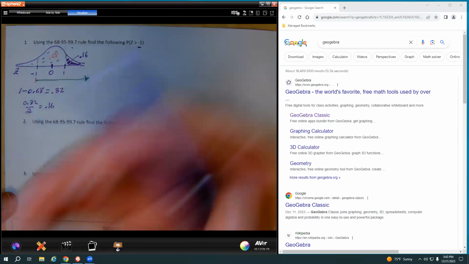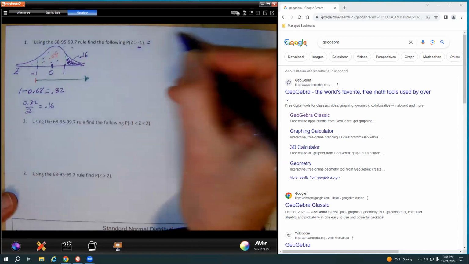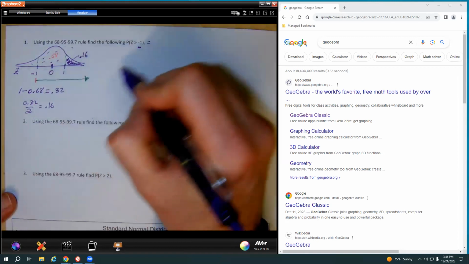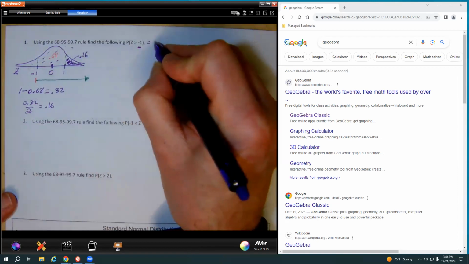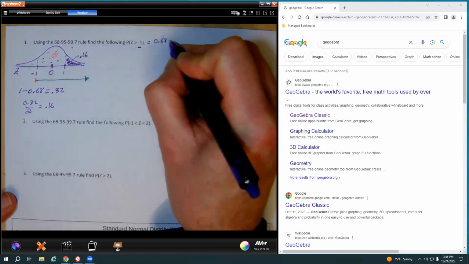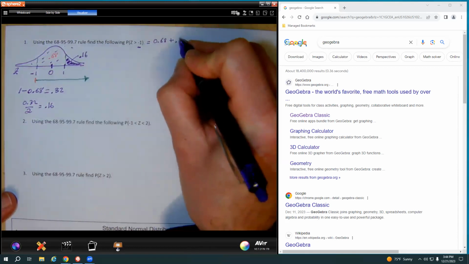So one way to think about this is, what is the area greater than -1? Well, it's going to be 0.68 plus this 0.16.